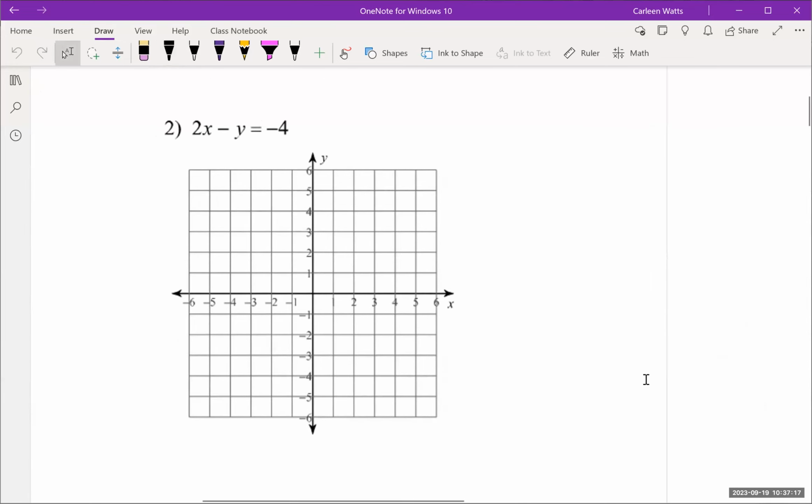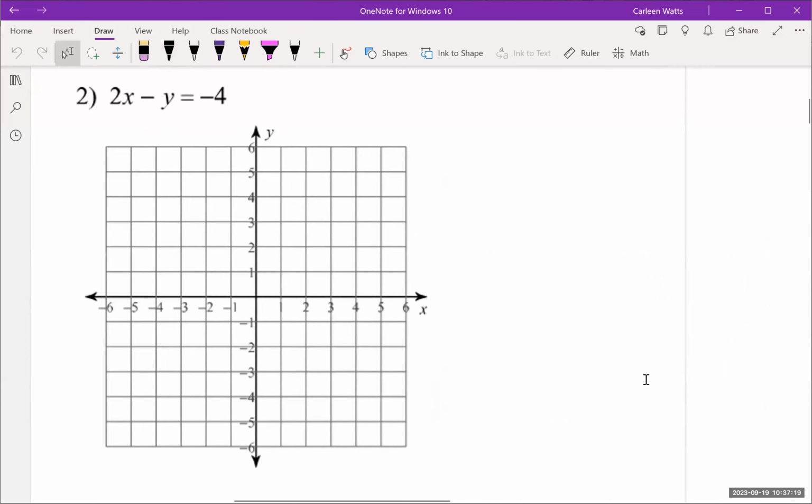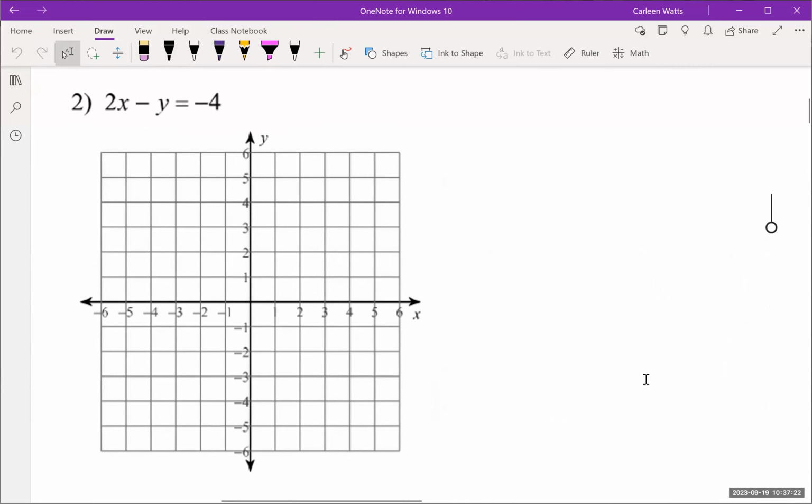Number 2. I've had actually more questions on this, so we're going to practice this one. Number 2, it is not in slope intercept form. It is in standard form. There is a shortcut called the finger method, but we're not going to do the finger method. We are going to convert it to slope intercept form.